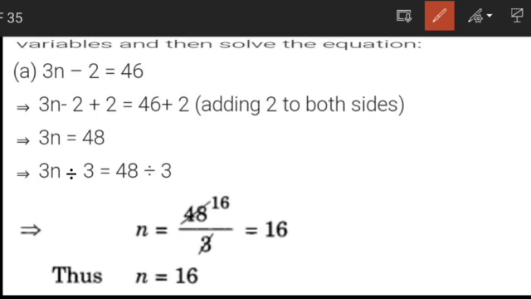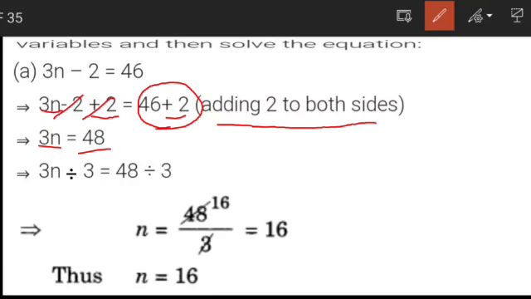So here we are using the ASDM method, so first of all, minus 2's opposite we are using, to add on both the sides. That is adding 2 to both the sides, because here it is negative 2. So when you add plus 2 on both the sides, what happens next? This minus 2 and this plus 2 get cancelled, and the remaining is only 3n, which we copy down. So now we are going to solve this. 46 plus 2 gives the answer 48.